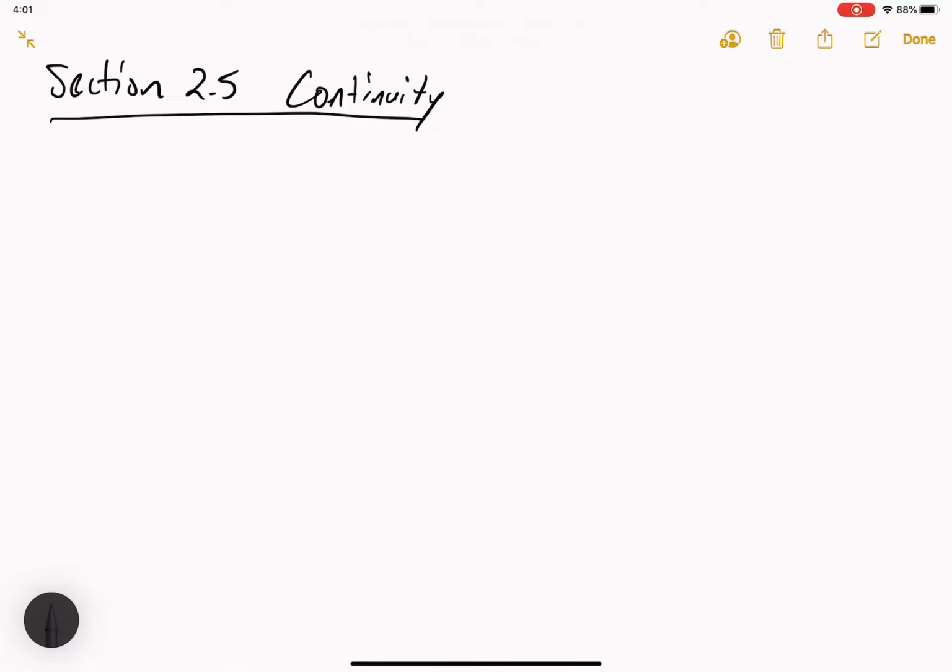Hello guys, today we're going to be covering section 2.5, which is going to be on continuity. One of the things we've done recently is cover limits and the limit laws. One of the limit laws we had was that for polynomials and for rational functions, the only thing we have to do is just plug in the limit. That actually turned out to be very nice. The reason we can do this is because it turns out these functions are continuous.